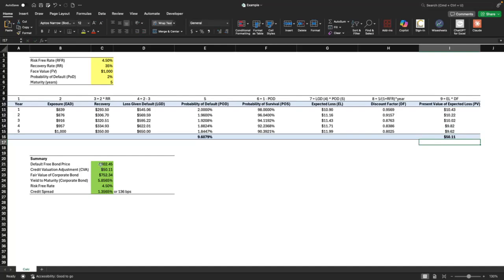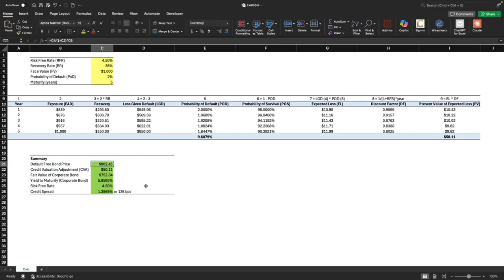You can also see this number over here, this place, 50.11. What it shows simply is that if you buy a default free bond at this point of time, which is a government bond for $1,000, at this point of time you will get it for $802, because you'll discount it by 4.5% for each year.